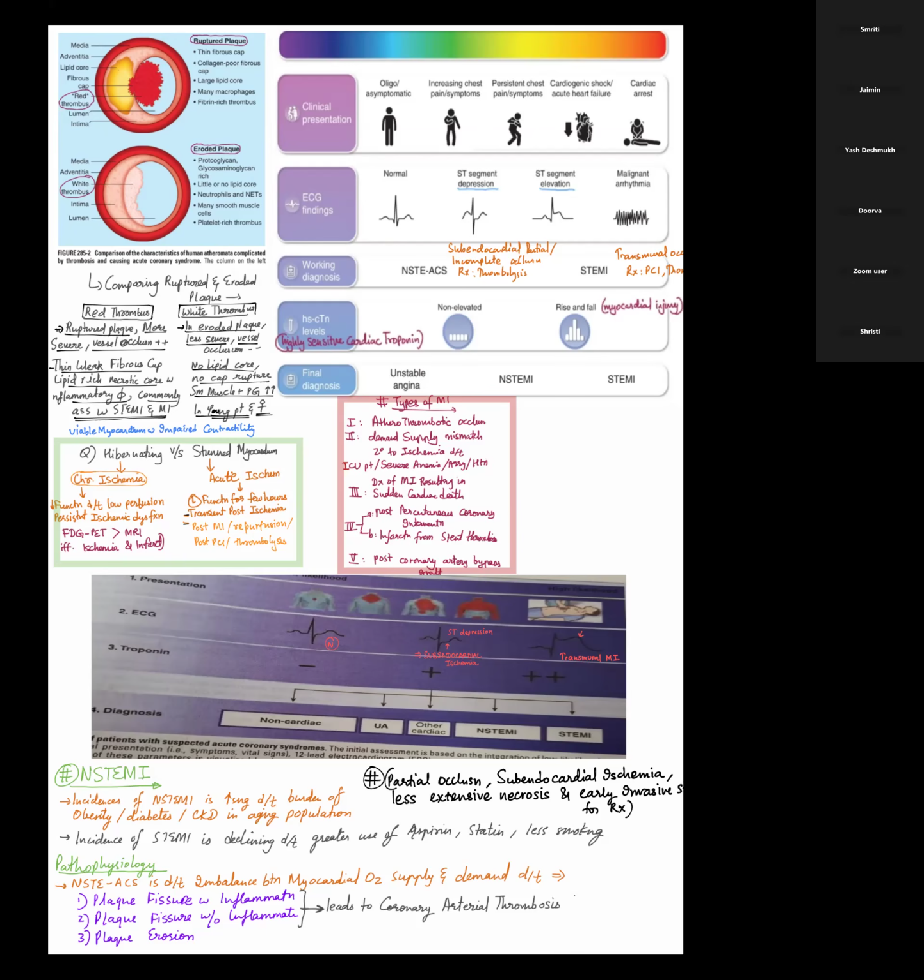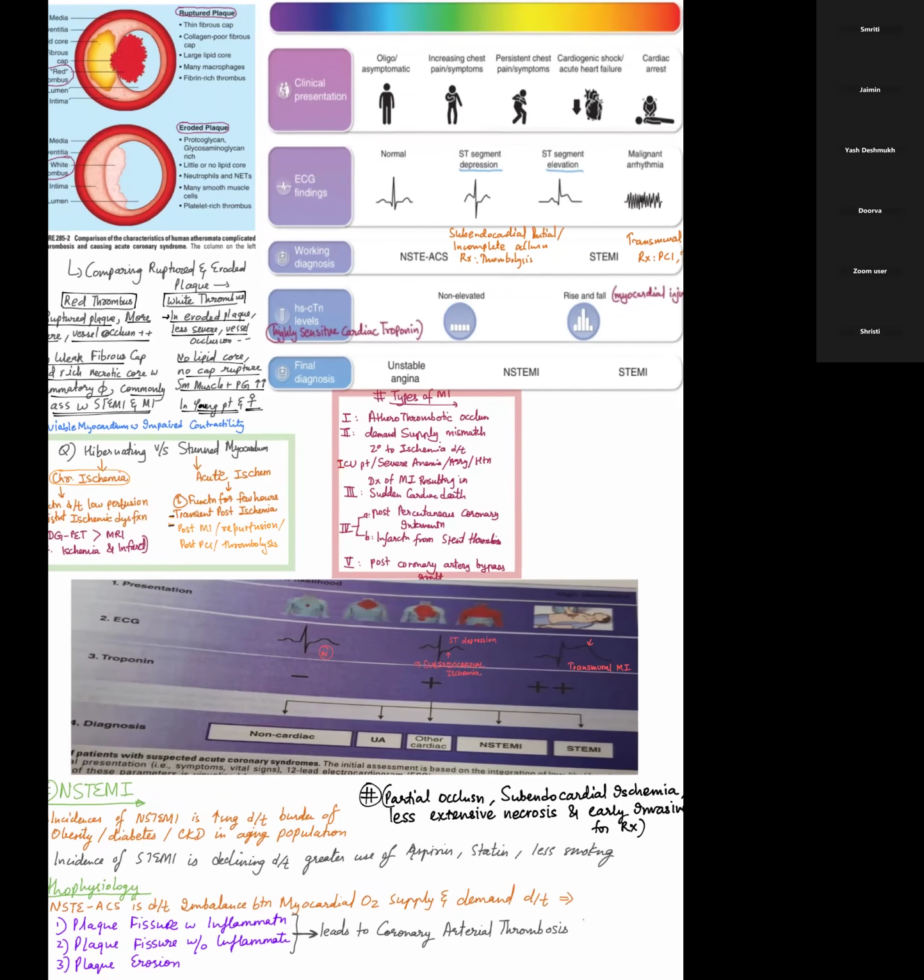Then the theoretical part next is types of MI. So there are 5 classes. Type 1 MI is atherothrombotic occlusion. Type 2 is the demand-supply mismatch secondary to ischemia, seen in ICU patients, severe anemia, arrhythmia, and hypertension. Type 3 MI is diagnosis of MI resulting in sudden cardiac death.